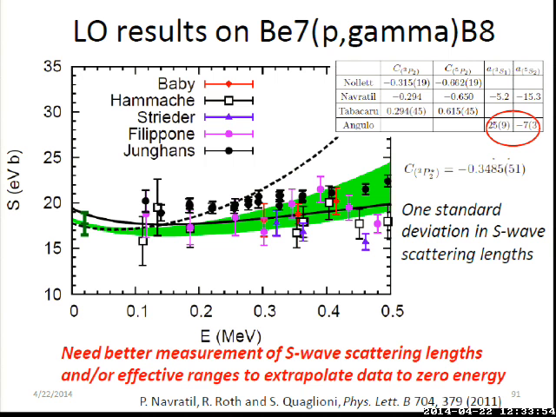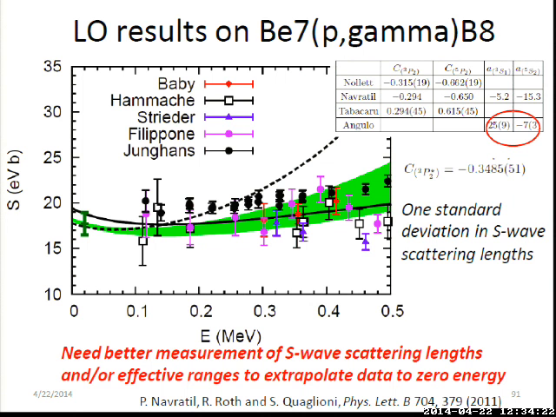Can you just explain the contents of that table again? So these are the ANCs from Ken Nollett's calculation, from these ab initio calculations. They don't have scattering lengths. They don't compute them. And this is the local shell model calculation. So they output both. Okay? And this is a measurement for the ANC. And these are also measurements.